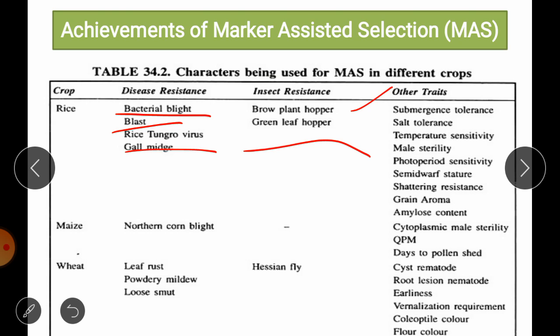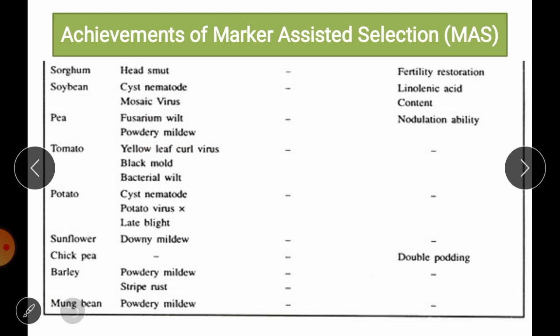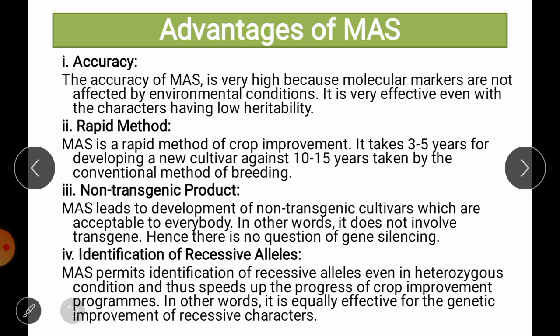In case of maize, the northern corn blight resistance gene is transferred by using this marker assisted selection. So here we have a few examples. The next point is advantages of marker assisted selection.